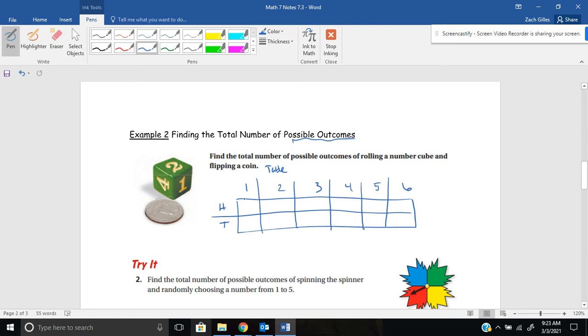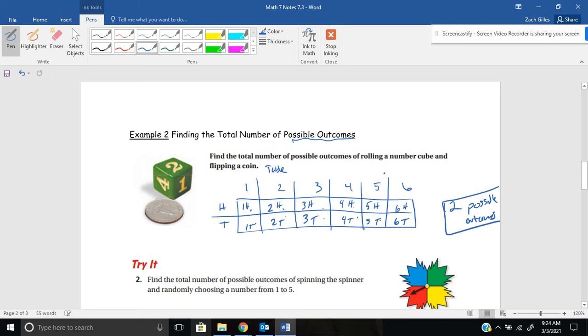So I could roll a 1 and flip a heads. So that would be 1 each. I could roll a 2 and flip a heads. I could roll a 3 and flip a heads. I could roll a 4 and flip a heads. You kind of get the idea here. And the same goes for tails. I could roll a 1 and flip a tails. Roll a 2 and flip a tails. So on and so forth. How many different possibilities do you see here? Well, 1, 2, 3, 4, 5, 6, 7, 8, 9, 10, 11, 12 different possible outcomes.